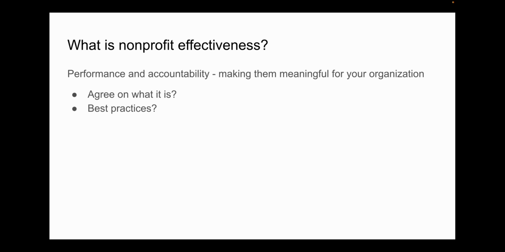But so far, to be honest, researchers have no consensus on what constitutes the performance or accountability of nonprofit organizations, because as we understand, nonprofit organizations have multiple goals, right? If you have multiple goals, it is very hard to unify them in one dimension that all the stakeholders can agree upon. So that's why defining nonprofit effectiveness became a very challenging task.